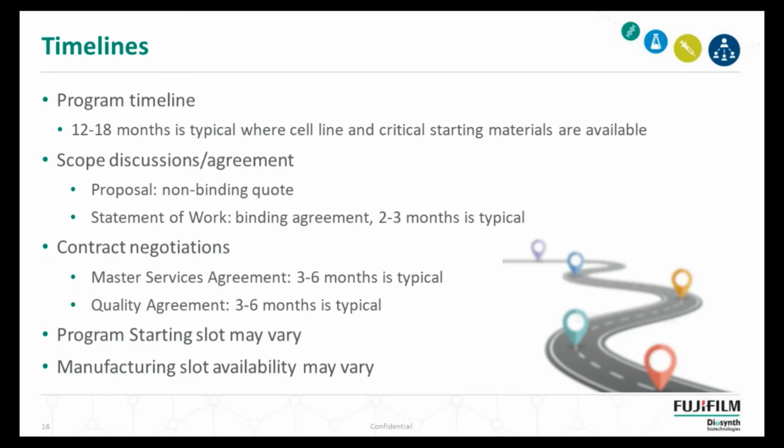Remember that the scope discussions and the agreement are often underestimated, and a typical timeline to get from the proposal or the non-binding quote to a statement of work is of the order of 2 to 3 months. And then remember that further contract negotiations for master service agreements and the quality agreement typically can take 3 to 6 months. And on top of that are considerations that the client and the CDMO will need to align on, which are the program starting slot and the manufacturing slot. And these may be variables and moving parts during all these negotiations.